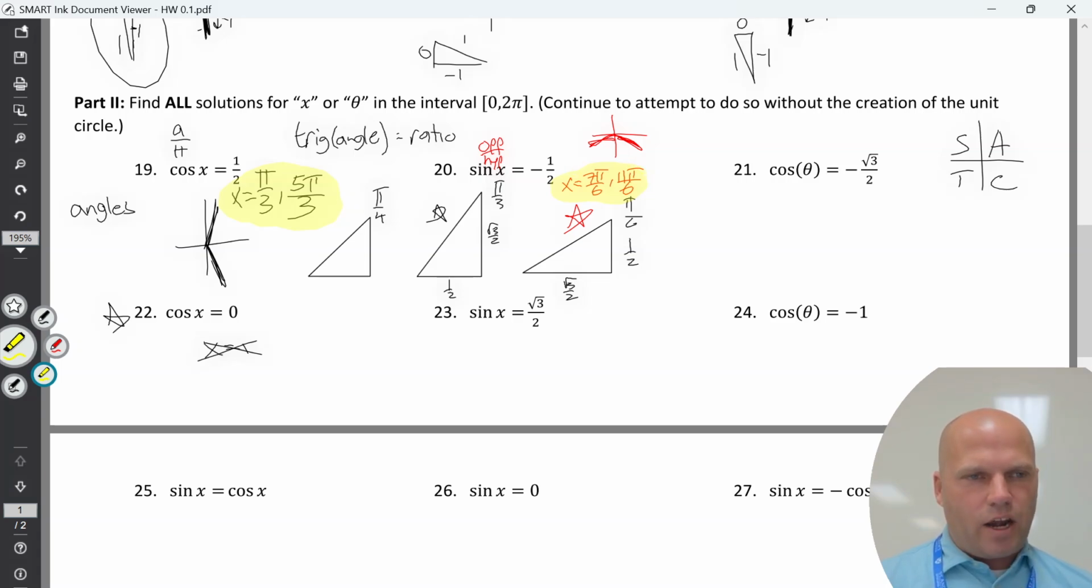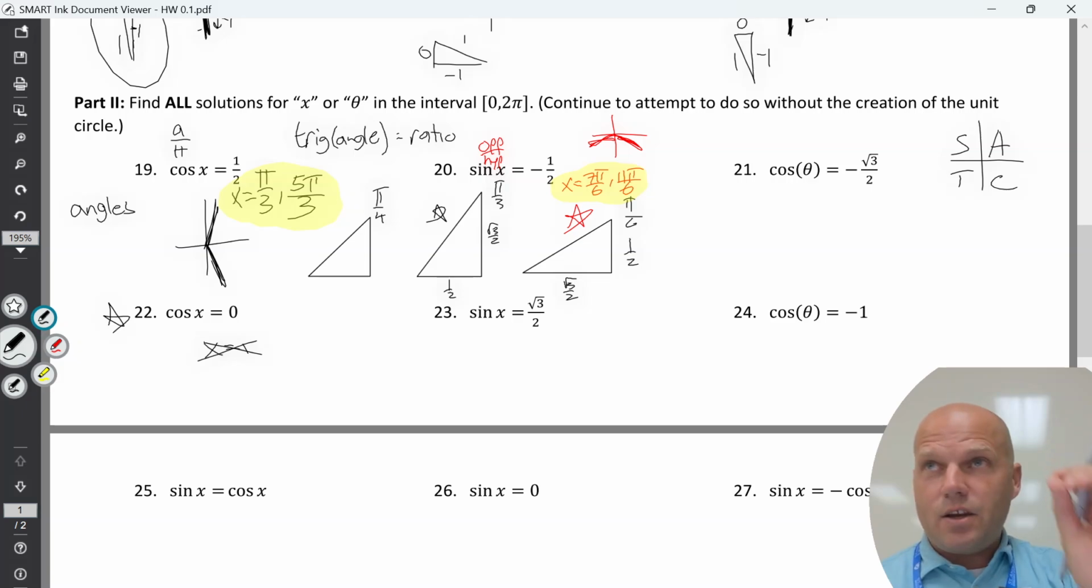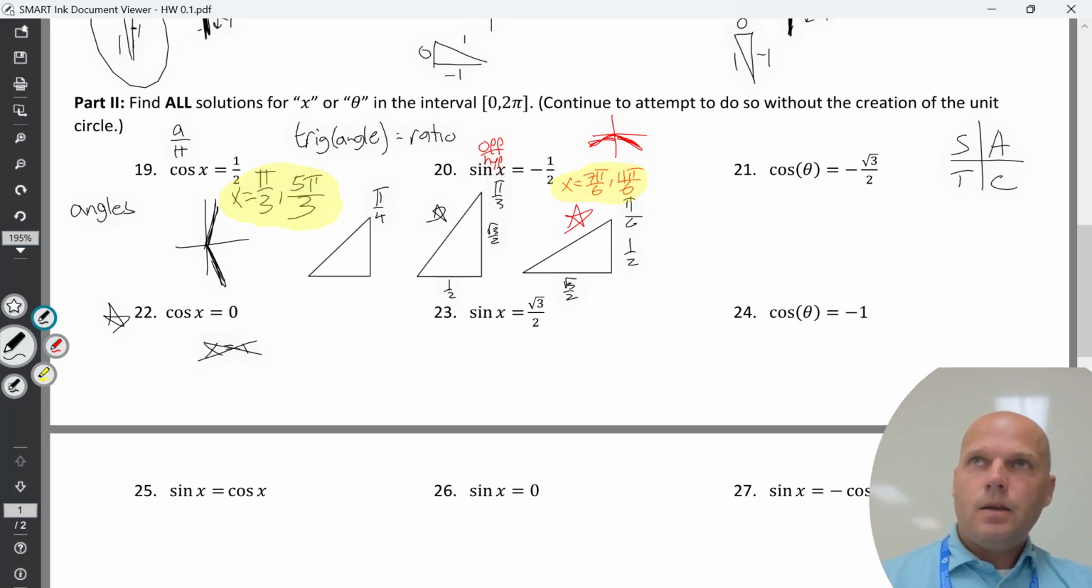Okay, a lot of you don't like radians, but embrace them. Pi over 6 is just 30 degrees. Think of 2 pi as 360, pi as 180, pi over 6 as 180 over 6, which is 30. Pi over 3 is 180 divided by 3, which is 60. Pi over 2 is 180 divided by 2, which is 90.